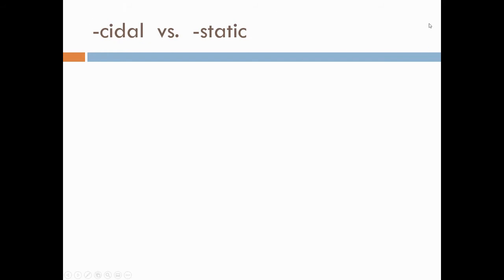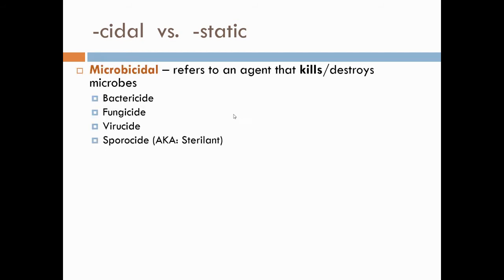All right. We need to differentiate, when we're talking about control of growth, between cidal and static. Bactericidal and bacteriostatic are two different ways that we can control growth. So control of growth doesn't always mean we need to kill our microbes.